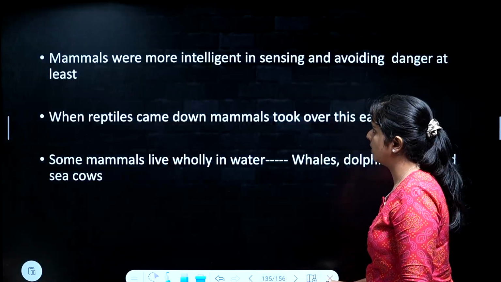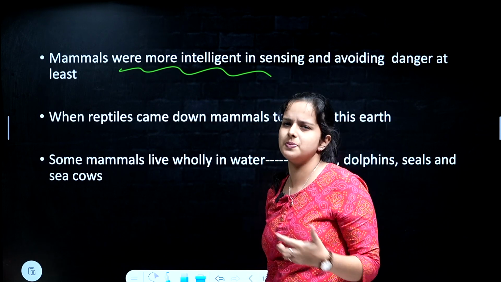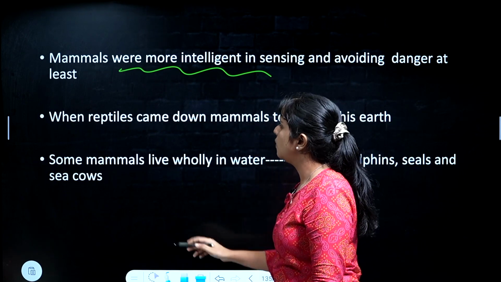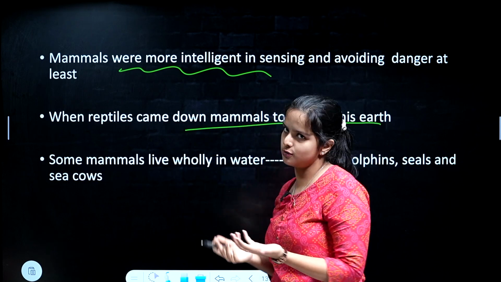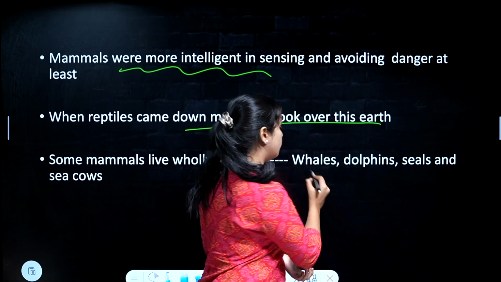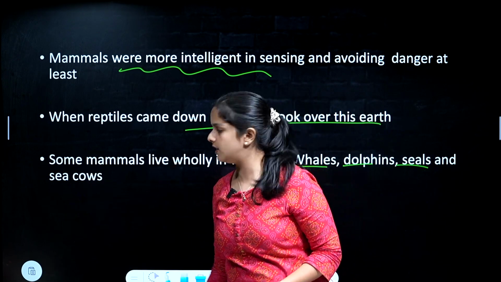Okay, so that's cool. And as we already know, mammals are more intelligent than reptiles or fishes or any other group. Mammals are more intelligent. Okay, so when reptiles came down, mammals took over the earth. Okay. And some mammals even live in water. Whales, dolphins, seals, and sea cows live in water, right?